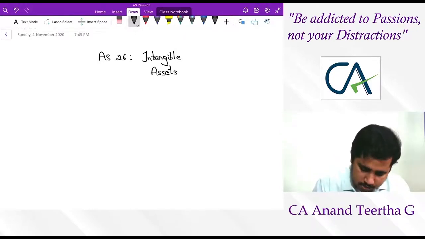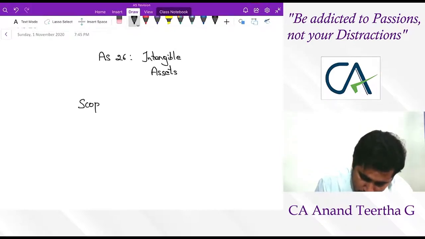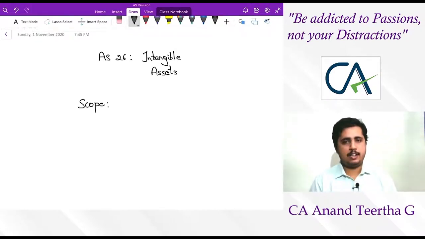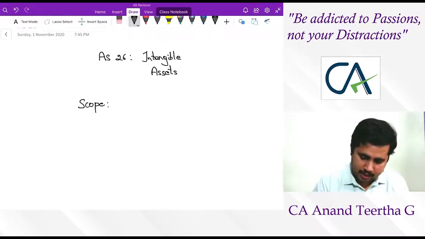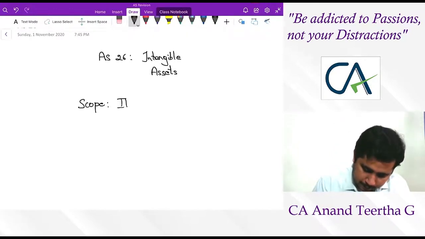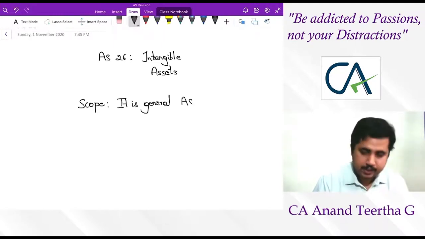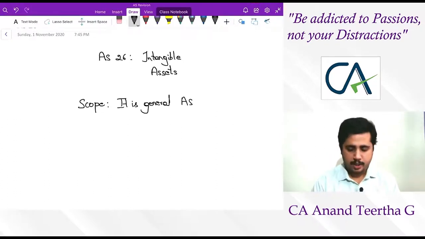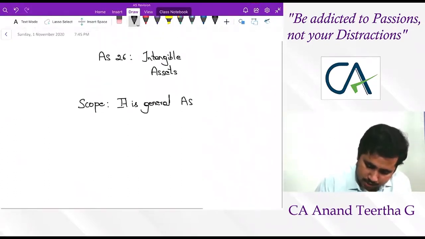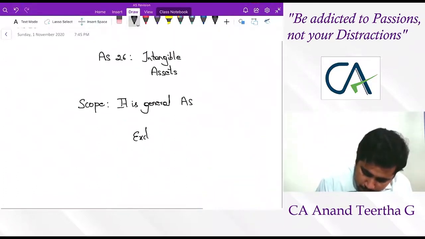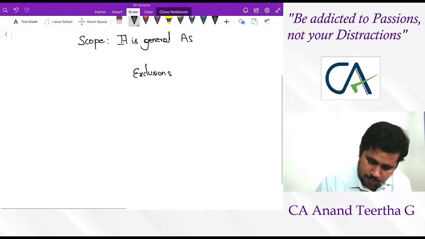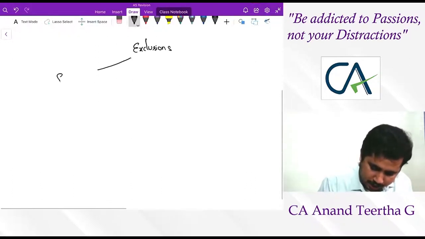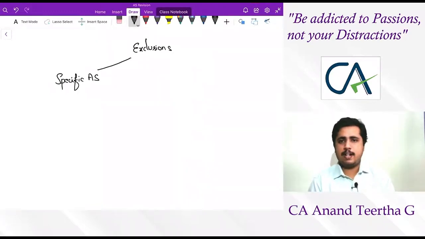Now, first talking about this standard is the scope. What is the scope of this standard? How is it covered? First, it's a general accounting standard. So as soon as I use the term general AS, what should we think about it? If there is any specific AS, this AS will be excluded. So let's see certain exclusions of this particular standard. First, specific accounting standard. If there is any specific AS, then this accounting standard is out.